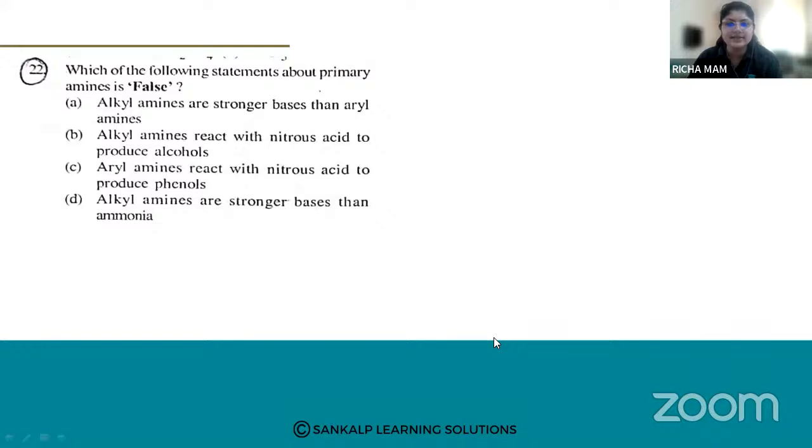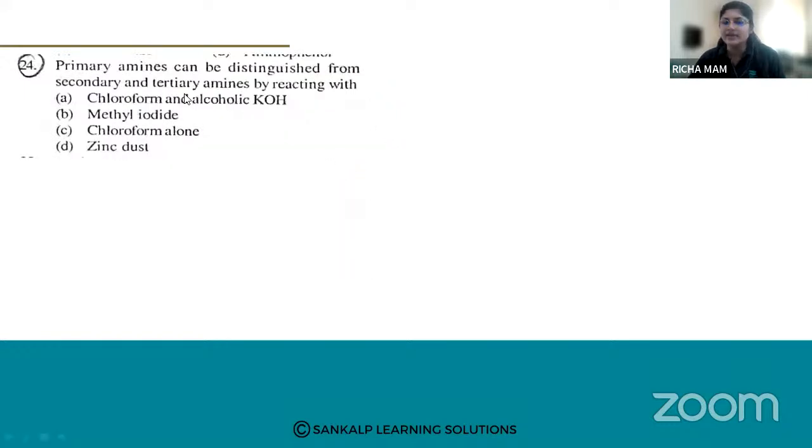Vamshi Krishna has answered it as C. Tasmi has answered it as C. What about others? Okay. So yes, option C is correct. Aryl amines do not react with nitrous acid to produce phenols. The rest are all correct statements about primary amines: alkyl amines are stronger bases than aryl amines. But the aromatic amines do not react with nitrous acid.